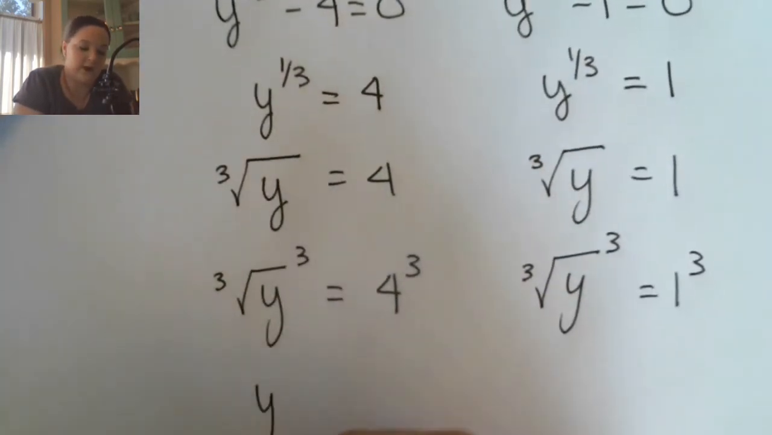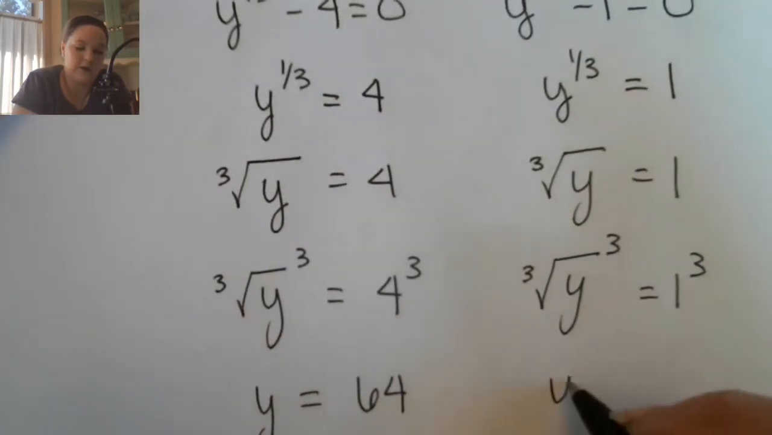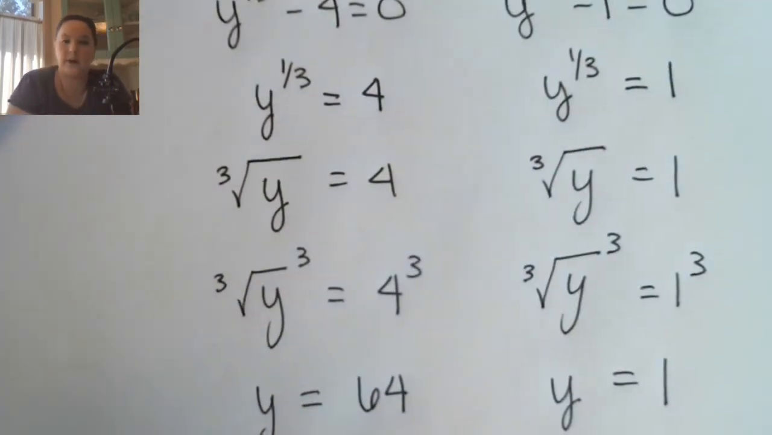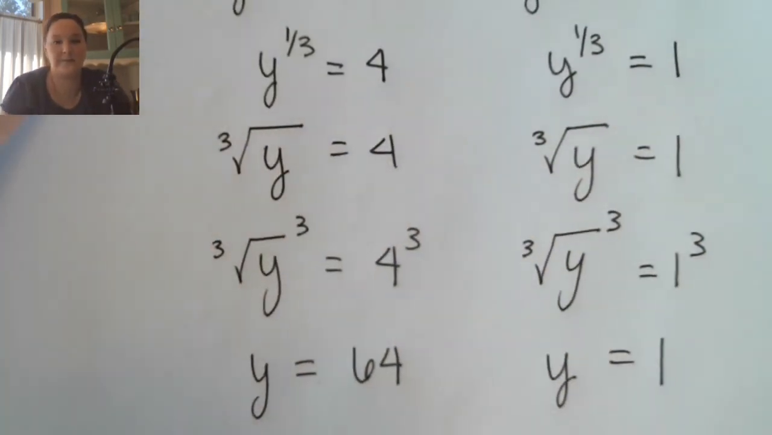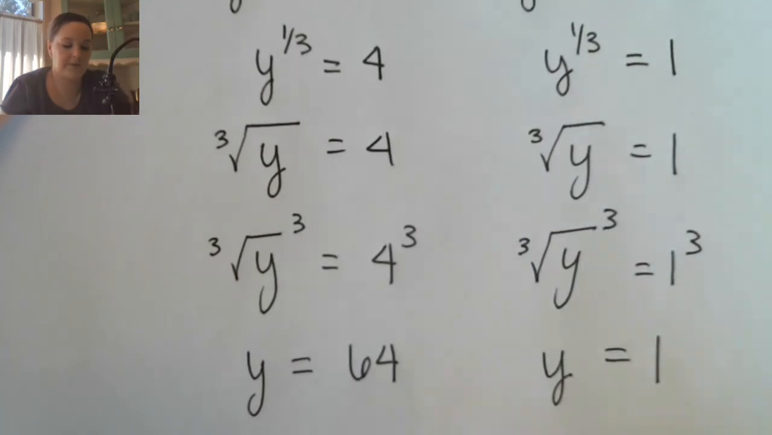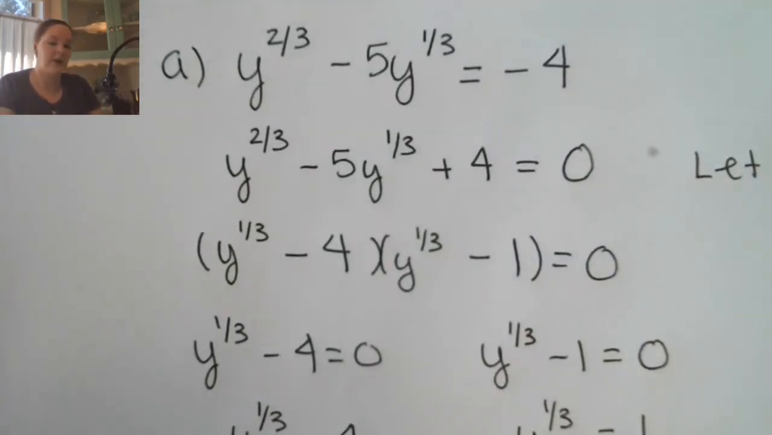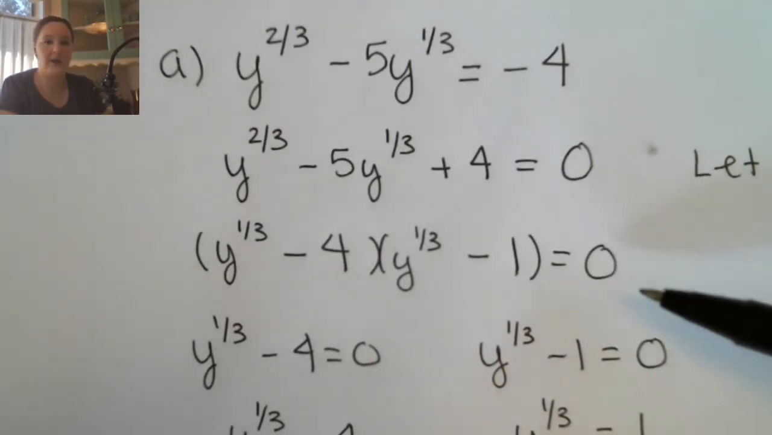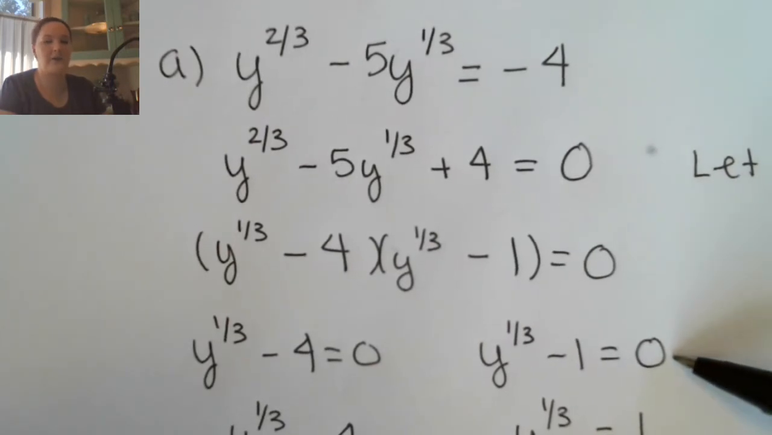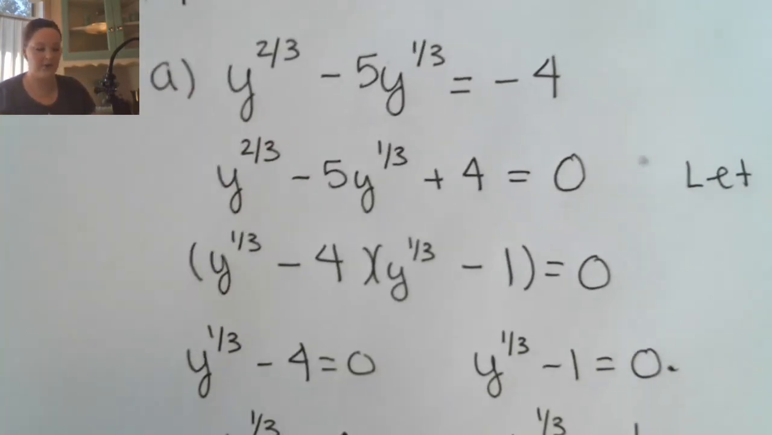So here I get y, and 4 cubed is 64. Here I get y, and 1 cubed is 1. So there are my two solutions. That really combines two different techniques that we've talked about. This is factoring something that's quadratic in form but has fractional exponents, and then that combined with solving these smaller power type equations. So let's look at one more solve by factoring.